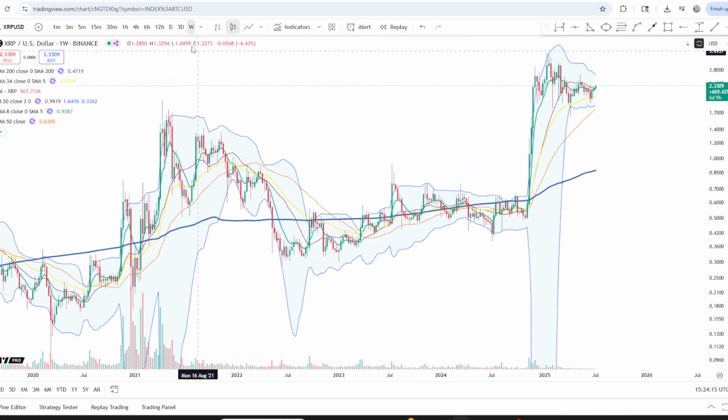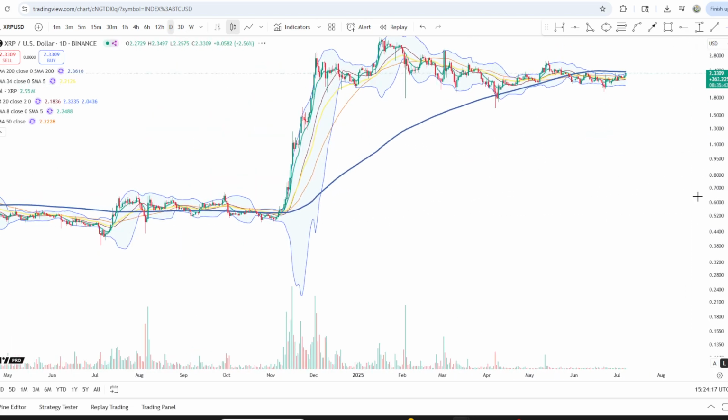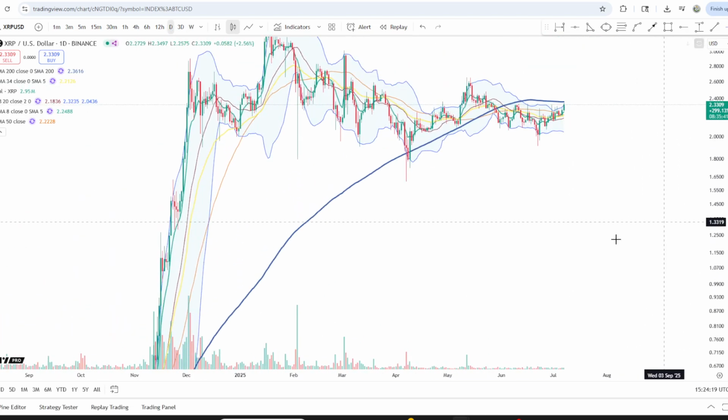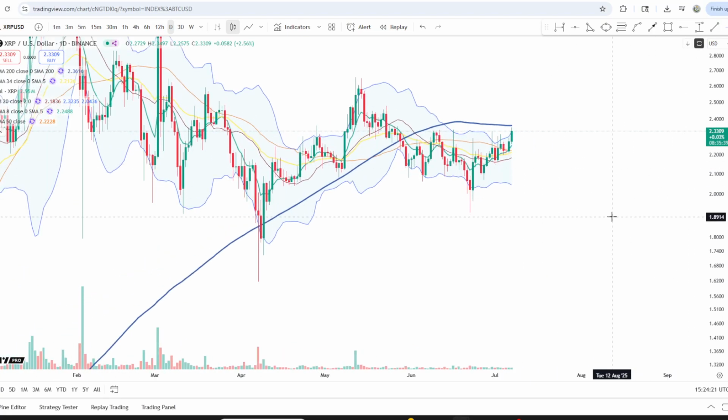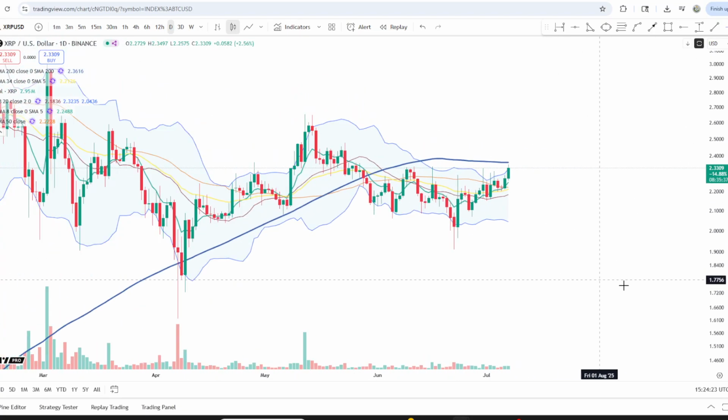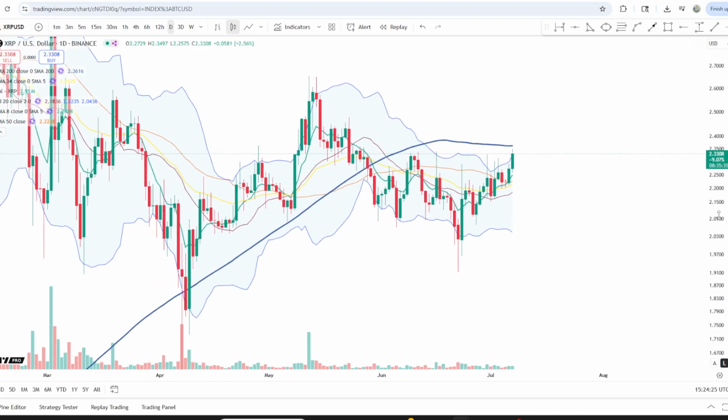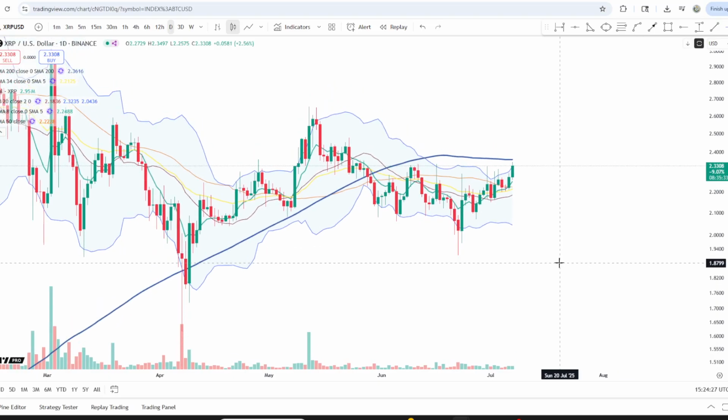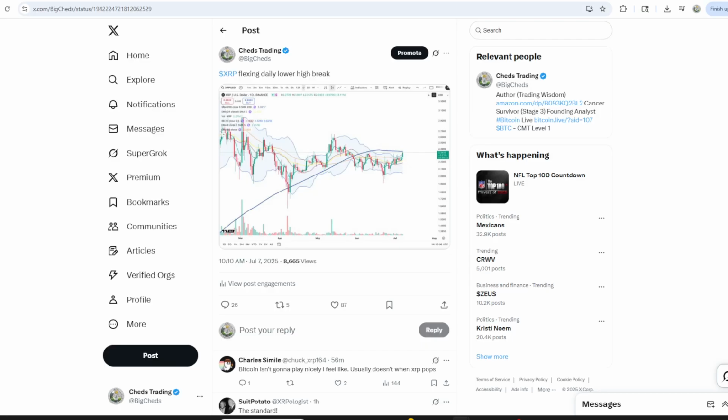So what does it mean when I say flexing? Flexing means it is attempting to, it is about to, it's trying to. It basically means something's happening right now and it's attempting to trigger something or to do what I mentioned. In this case, that's a daily lower high break.